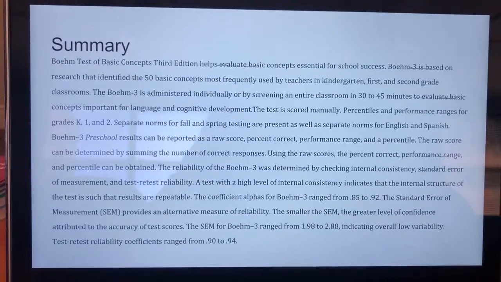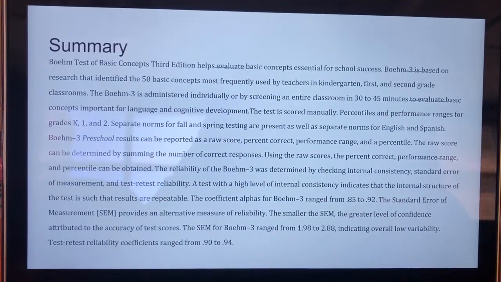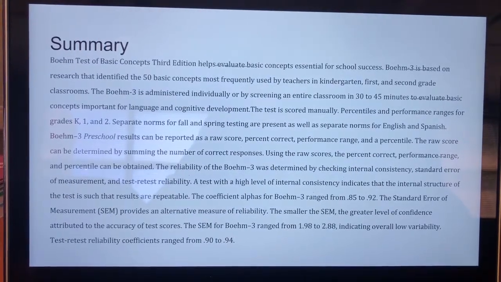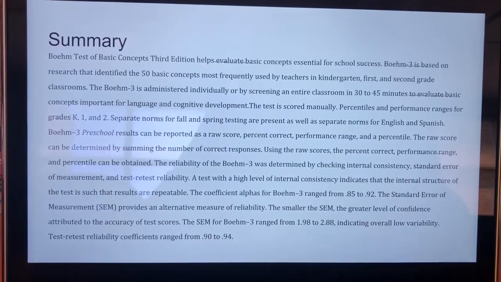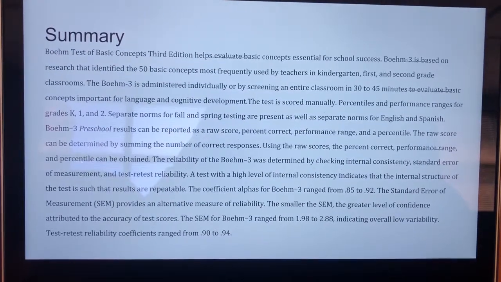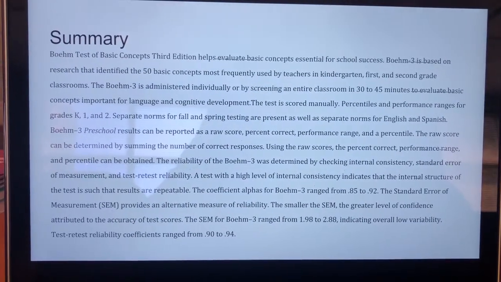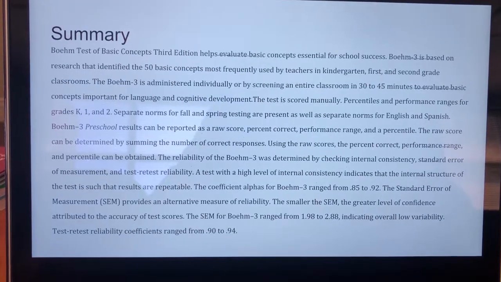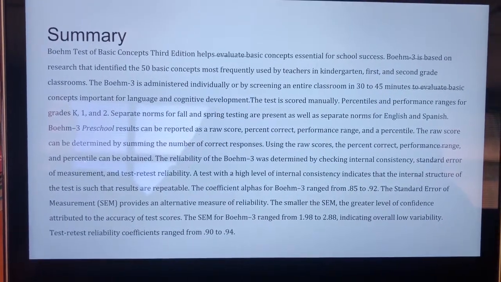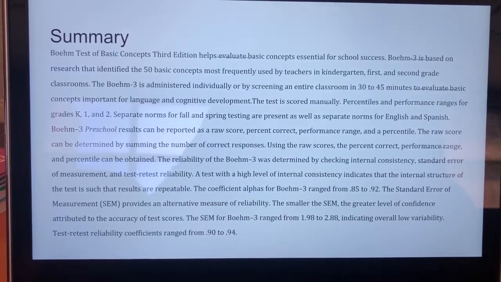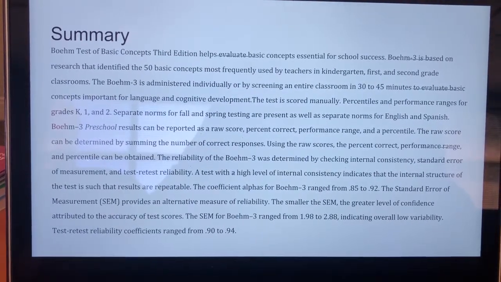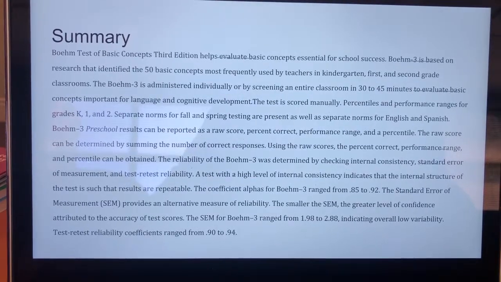The summary. The Boehm Test of Basic Concepts, 3rd edition, helps evaluate basic concepts essential for school success. Boehm 3 is based on research that identified the 50 basic concepts most frequently used by teachers in kindergarten, 1st, and 2nd grade classrooms. The Boehm 3 is administered individually or by screening an entire classroom in 30 to 45 minutes to evaluate basic concepts important for language and cognitive development. The test is scored manually.